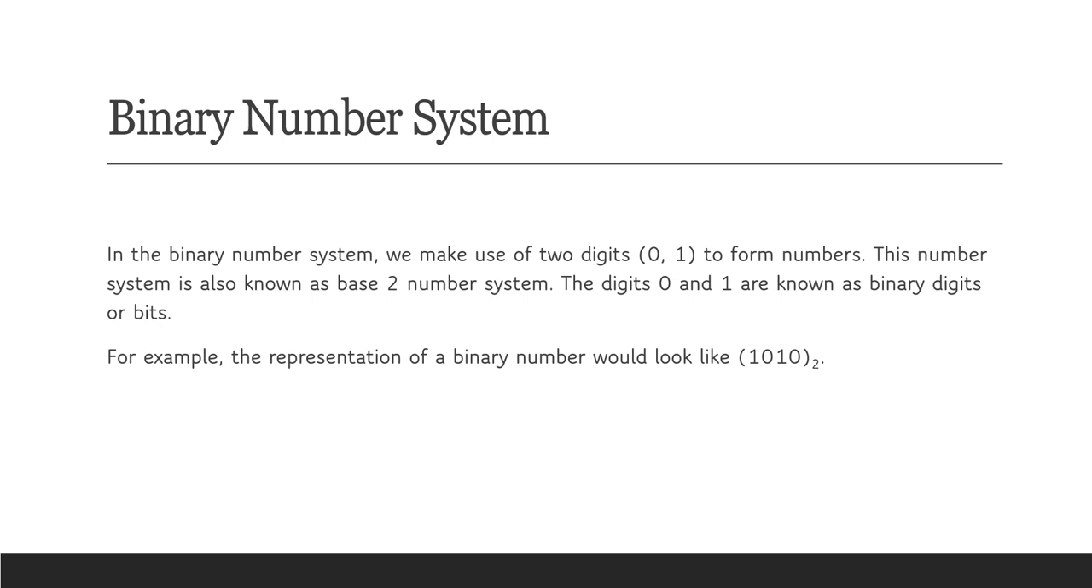Binary number system. In the binary number system, we make use of two digits 0 and 1 to form the numbers. This number system is also known as base 2 number system. The digits 0 and 1 are known as binary digits or bits. For example, the representation of a binary number would look like 1010 with the base of 2 written as a subscript.